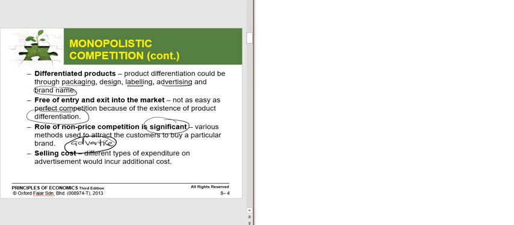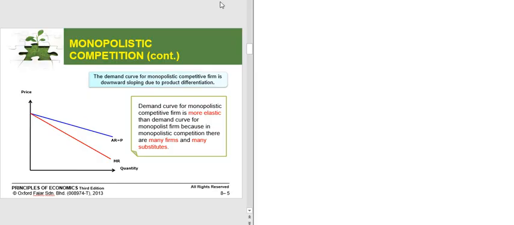For example, in terms of spending on advertisement. Okay, if you want to make sure that your product has the spotlight as compared to the other products, you need to advertise. You need to spend a little bit of money for advertisement and promotion. So you will incur additional selling costs in this market, the monopolistic competition market. Okay, now let's look at the graph for monopolistic competition.